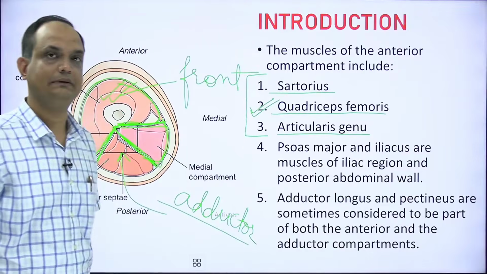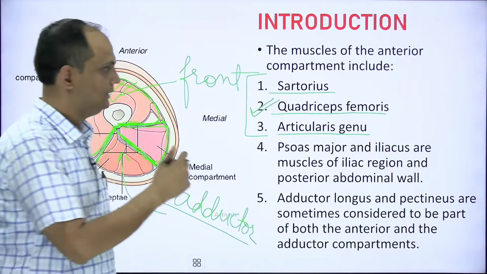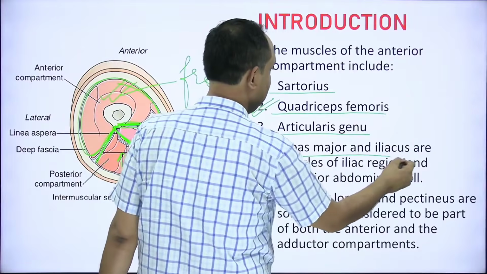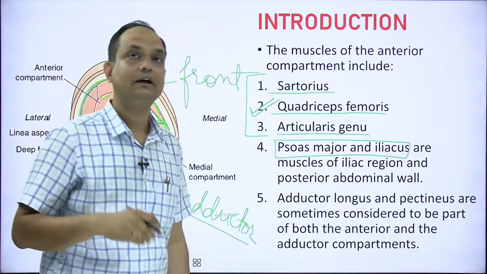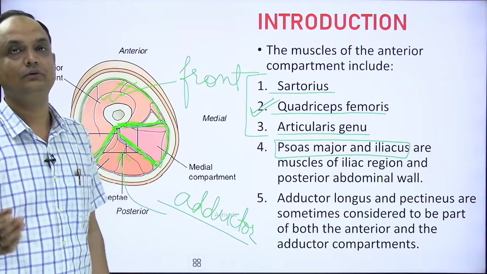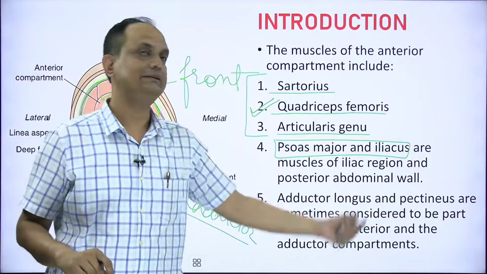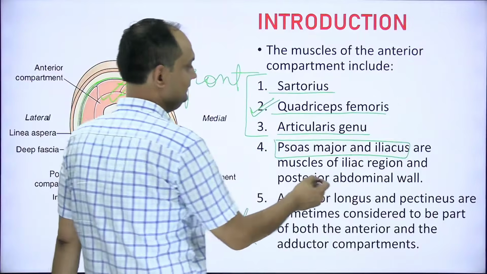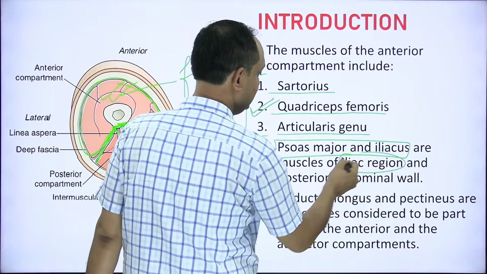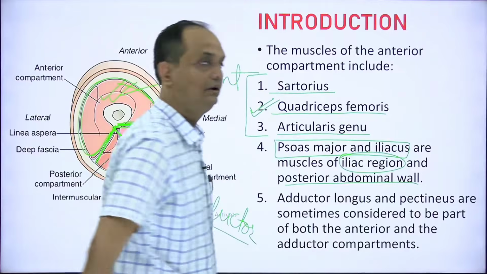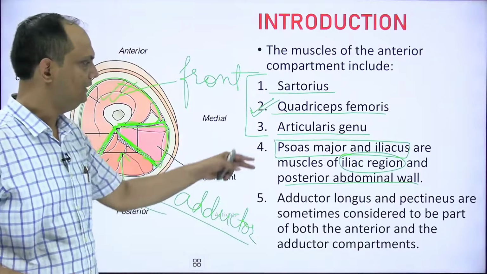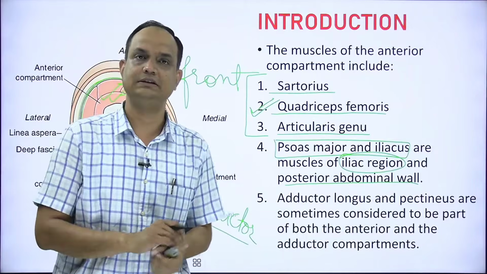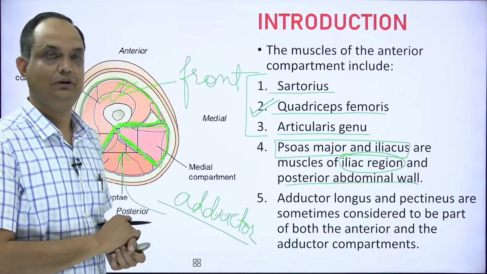Apart from these three muscles, you are able to appreciate the psoas major and iliacus muscle. When you discuss the femoral triangle, you will find these two muscles in the floor of the femoral triangle. But these muscles basically come from the iliac region and posterior abdominal wall. But we will discuss the origin and insertion in today's lecture only.